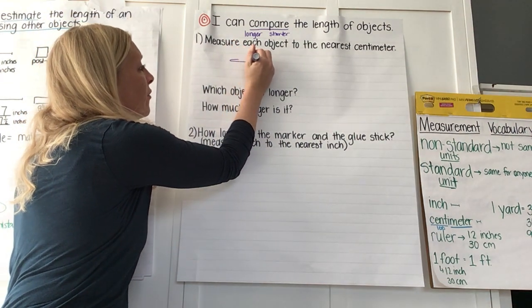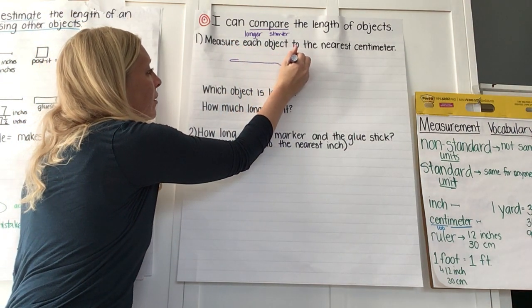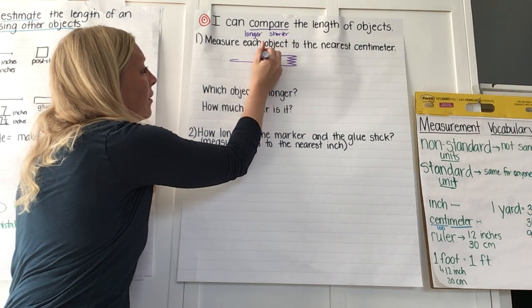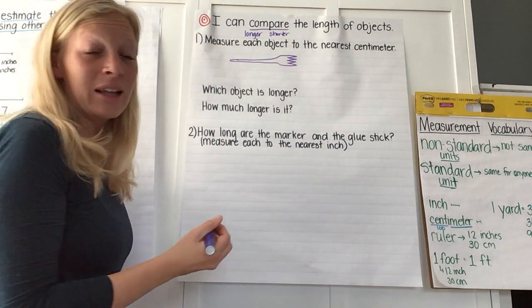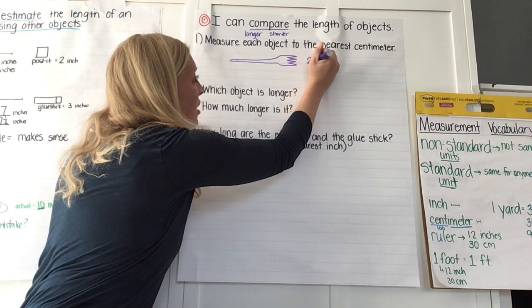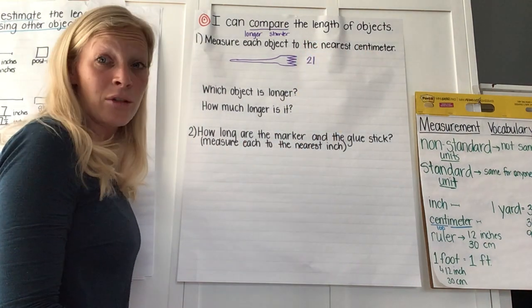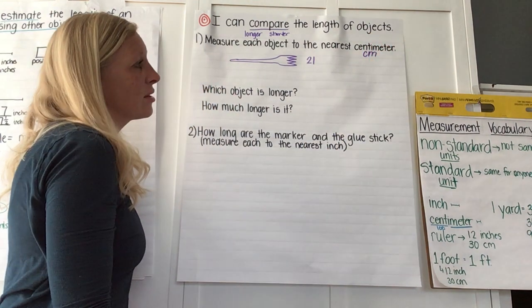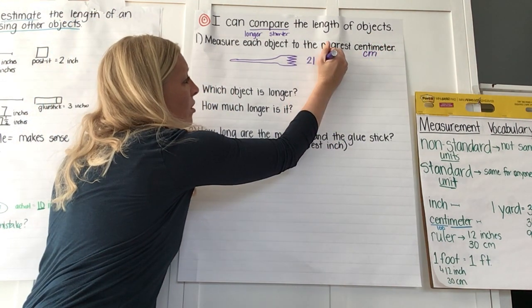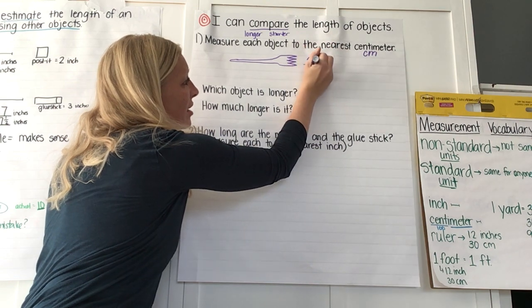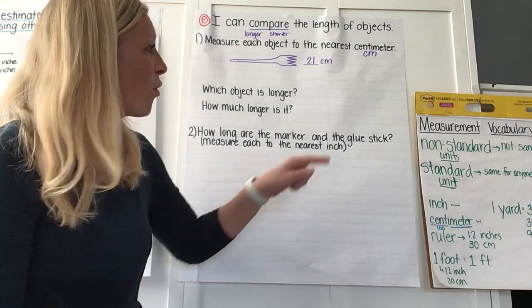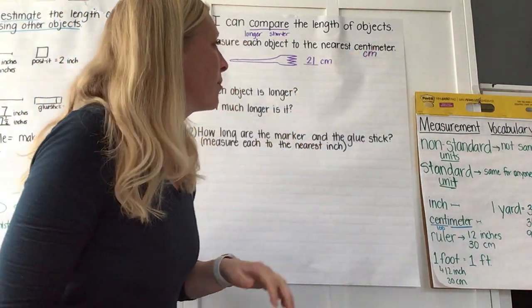So I'm going to draw a fork, and I'm going to label it as 21. Now this said centimeter, the whole word, but I'm going to go ahead and draw that little symbol for the little shortened version of it. And I'm going to say that this fork is 21 centimeters. That cm stands for centimeter.